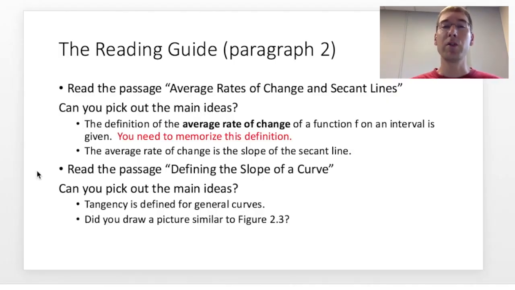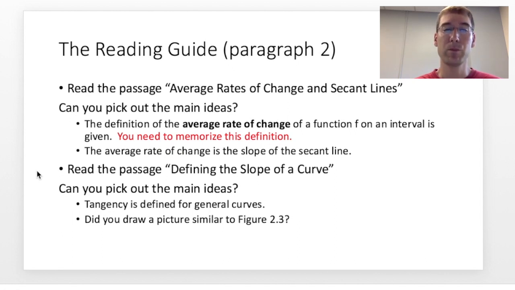Moving to paragraph 2 of the reading guide, it says to read the passage average rates of change and secant lines. Again, I'll ask, were you able to pick out the main ideas? One is that average rate of change is defined for us. And this is a definition you need to memorize. The other main idea is that the average rate of change is the slope of the secant line.